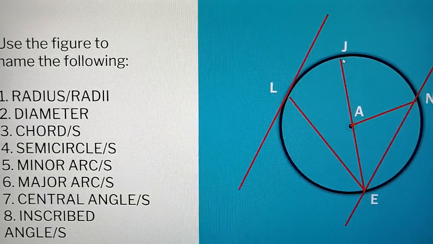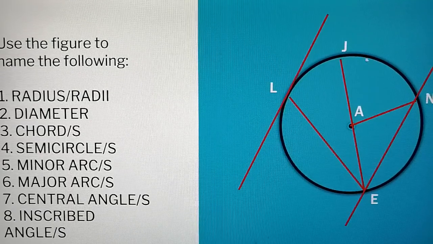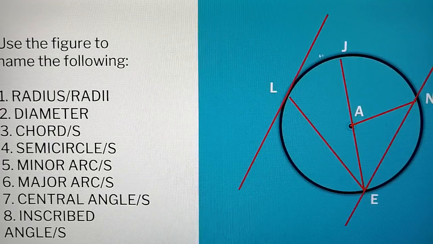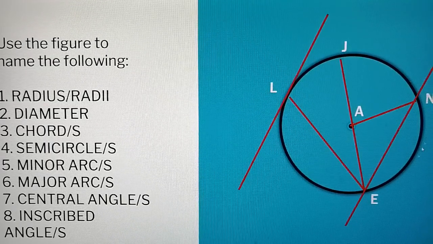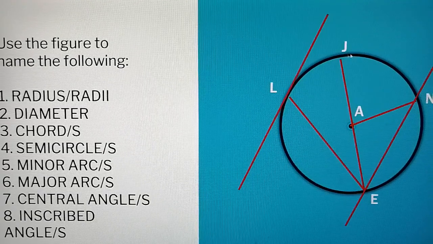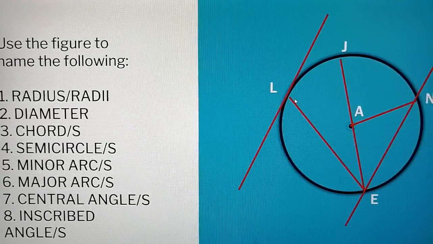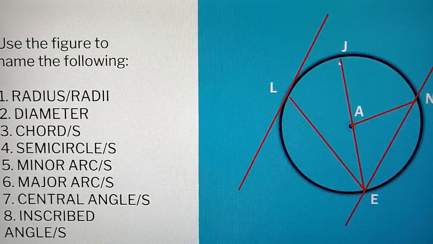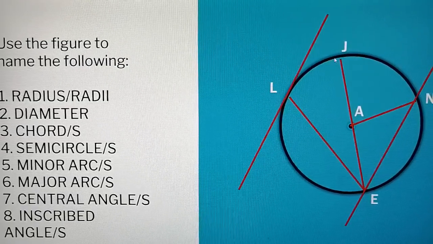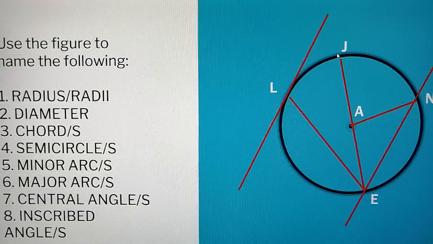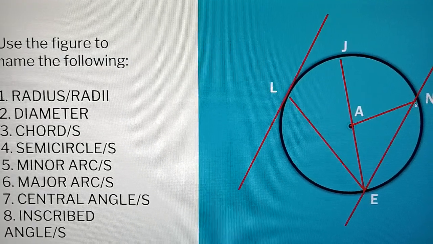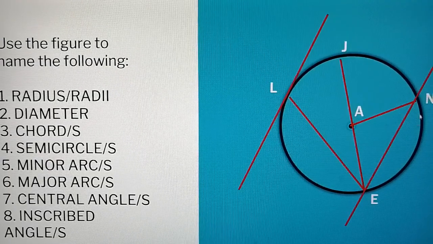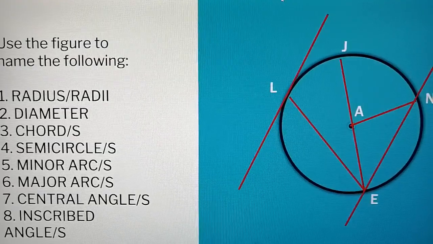Okay, next is major arc. A major arc must be greater than a semicircle. So you can have arc J and L, which does not include this part. Arc JL can also be named as arc JEL. Next, if we do not include this part, we are referring to this major arc, then we have arc JLN or arc JEN. If we do not include this, then we'll have arc NJE or NLE. Those are examples of major arc.